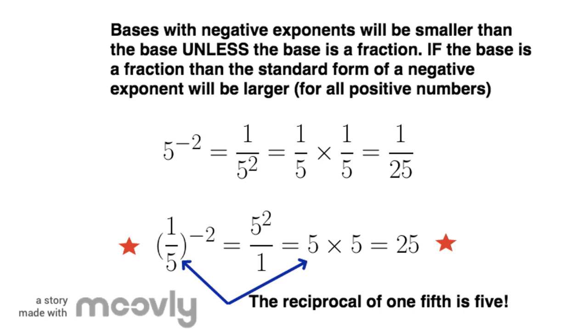However, if the base is less than 1, a fraction, then the resulting standard form of a negative exponent will be greater than the base. For instance, 1/5 to the negative second power. The reciprocal of 1/5 is 5 over 1. So 1/5 to the negative second power is 5 over 1 times 5 over 1, or 5 times 5, which is 5 squared, which equals 25 in standard form. 25 is greater than 1/5.